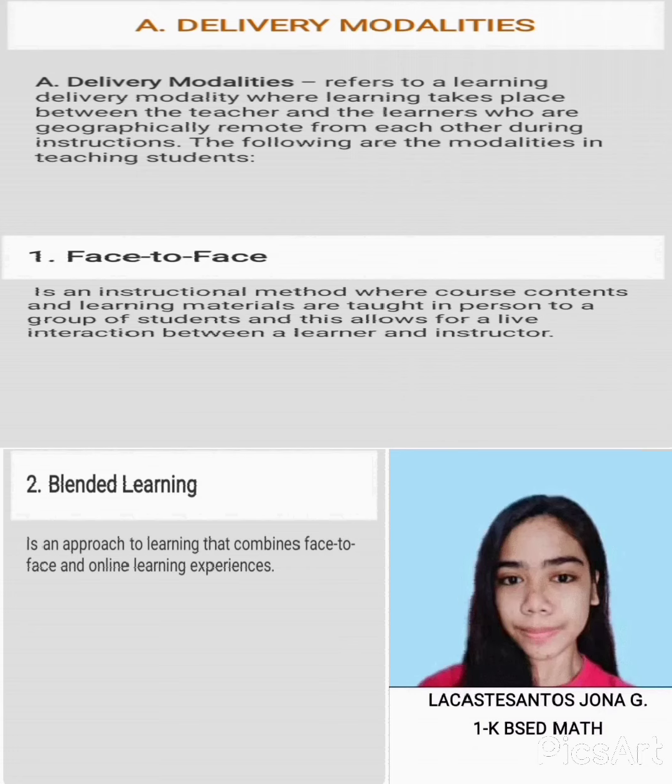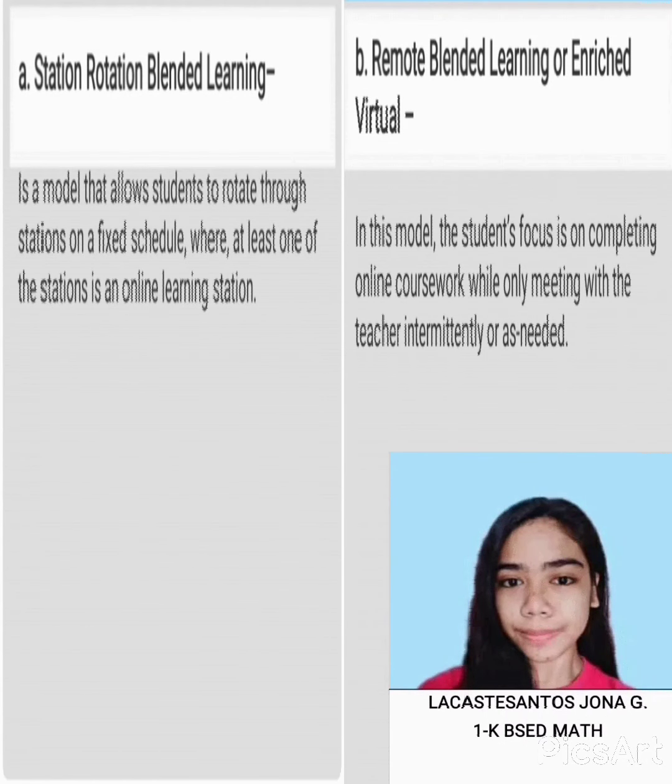We are able to see what we are doing, or we can interpret body language and facial expressions. Or in other words, face-to-face interaction is defined as the mutual influence of individuals' direct physical presence. So under blended learning, we have here the letter A, station rotation blended learning. It is a model that allows students to rotate through stations on a fixed schedule where at least one of the stations is an online learning station.